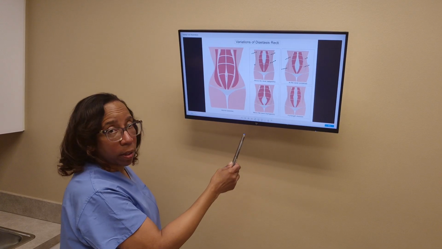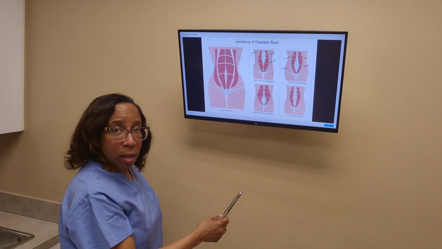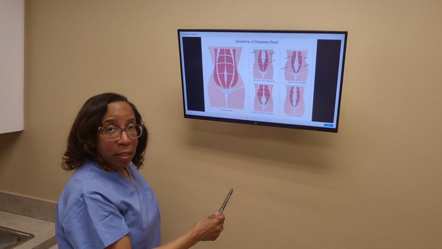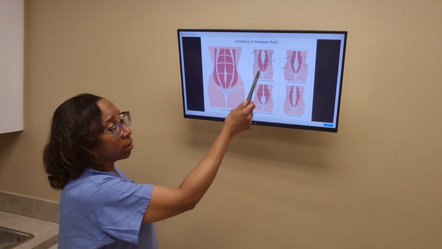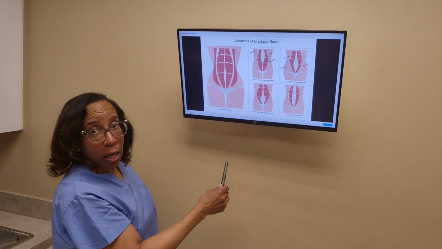Now, this could vary with the weight gain of the patient, the size of the baby, how quickly the weight was gained. So there's various factors that can contribute to the types of diastasis.